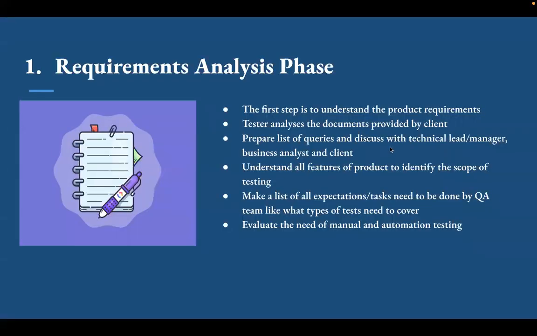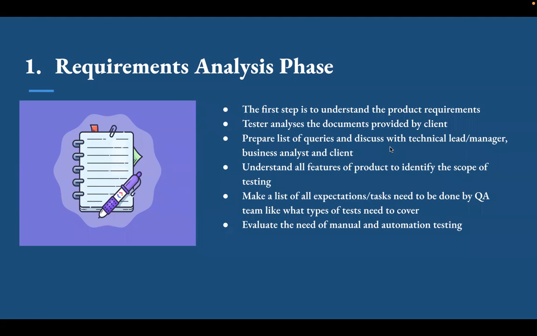The target is to make a list of all tasks expected from the QA team to be achieved, like what types of tests need to be covered. The need for both manual testing and automation testing is also evaluated during this phase. In our next video, we will discuss the difference between manual testing and automation testing in detail.